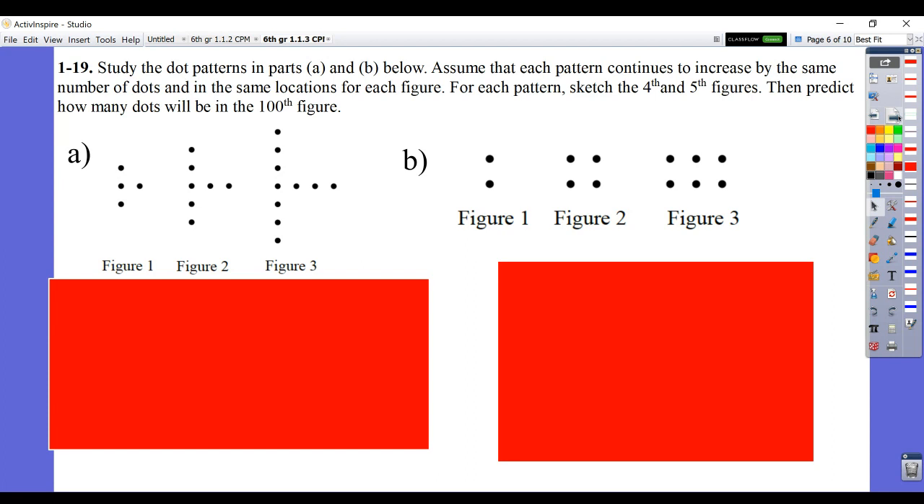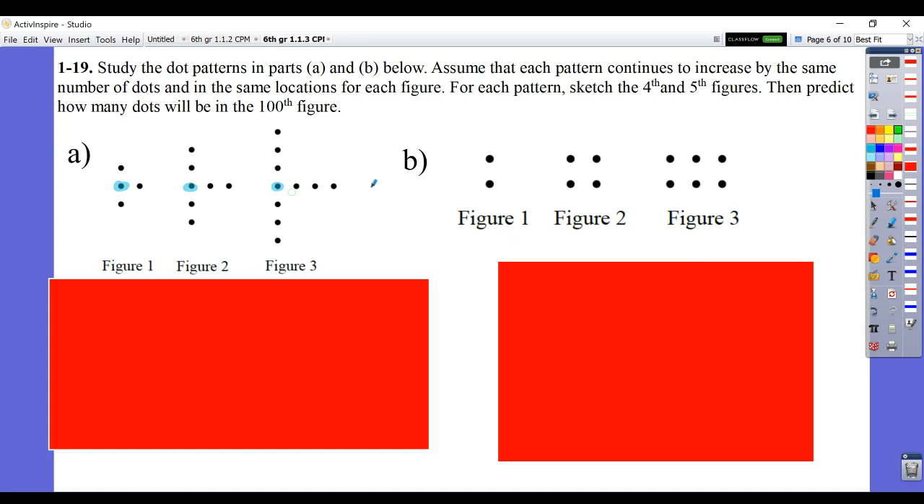They want you to look at the dot patterns in these parts. Assume that the pattern continues to increase by the same number of dots and in the same locations. Sketch the fourth and fifth figures and then predict how many are in the 100th figure. So if we look at figure 1 in section A, we see that we have the 3 dots with 1 to the right. Figure 2, we have a total of 5 dots, 2 to the right. Figure 3, 7 dots, 3 to the right.